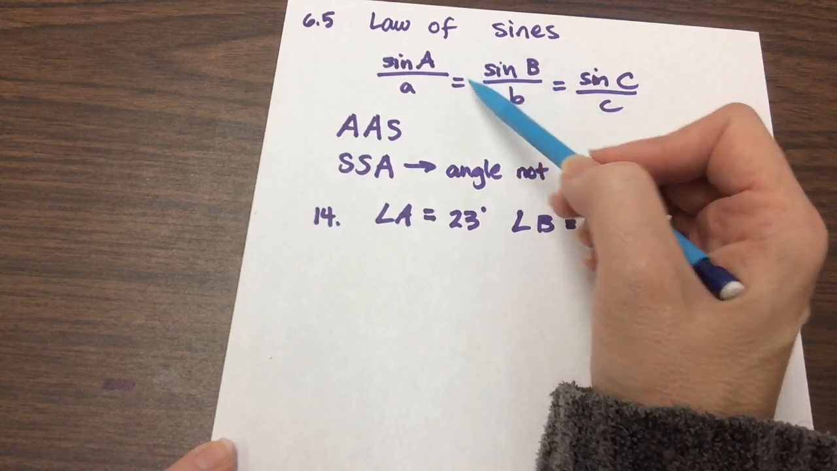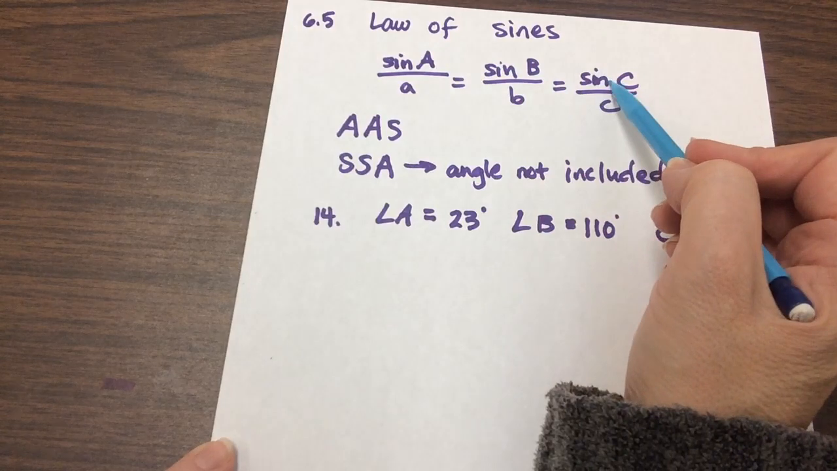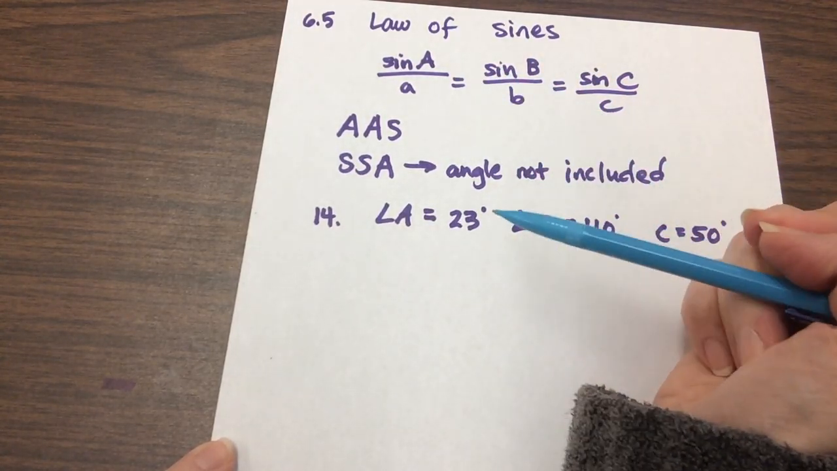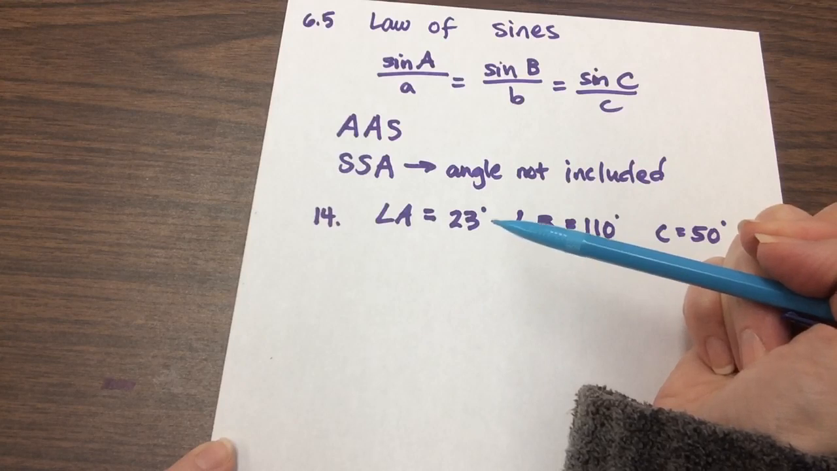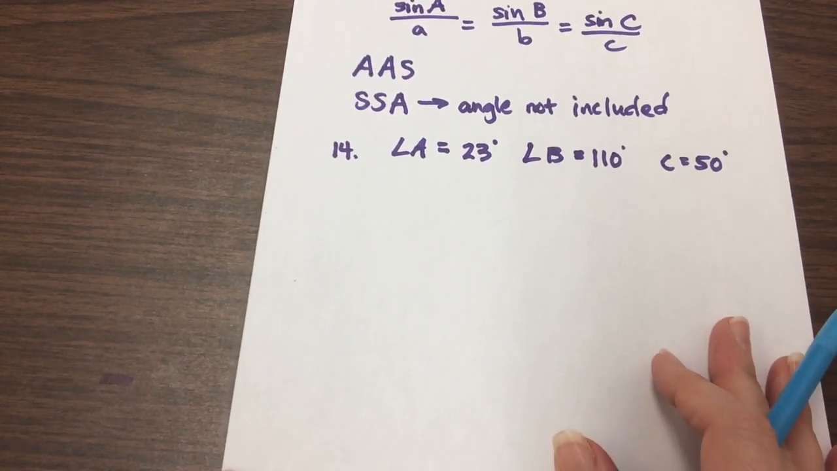Now, when I'm solving using the law of sines, I'm never going to use all three ratios. I'm just going to use two at a time, depending on what information I'm given. But let's look at an example of what's going on here.